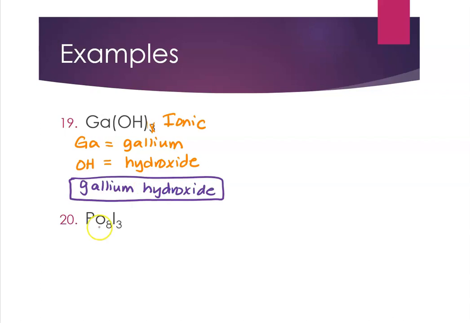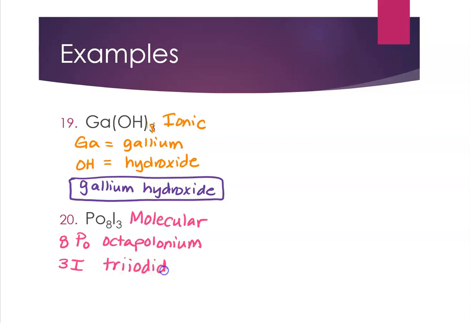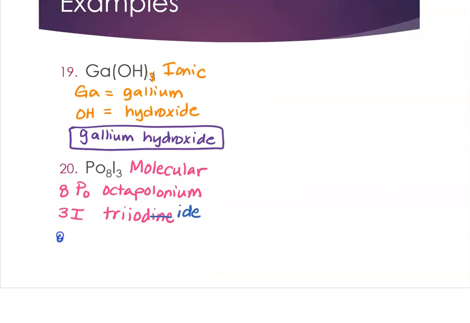All right, last one here, Po8I3. Po is not NH4. Po is polonium, which is a nonmetal. So this is going to be molecular. So I have 8 Po's and 3 I's. 8 is octa, Po is polonium, and 3 is tri, and I is iodine. All right, so this is an instance where I have 2 I's next to each other. I kind of have to leave those there because it's triiodine. We don't want to do triodine. I guess you could, but we just leave it this way. And then we change that ending to ide. So this is octapolonium triiodide.